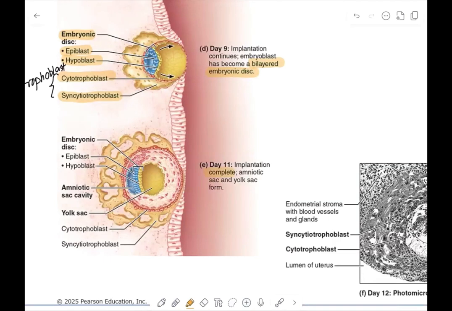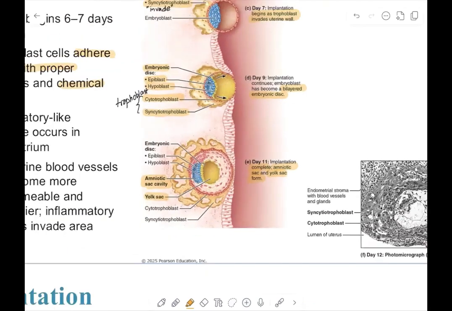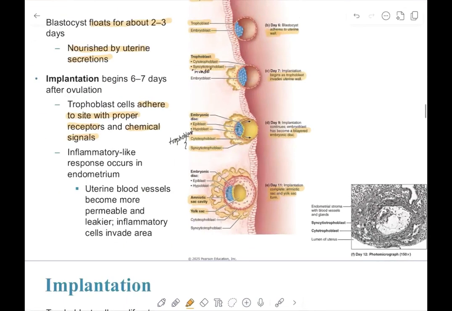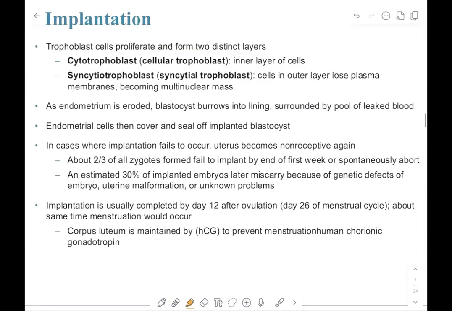The amniotic sac forms and the yolk sac. So we can see the amniotic sac here, which is going to have the amniotic fluid, and the yolk sac, which plays a minor role in humans. So our next slide is on implantation.